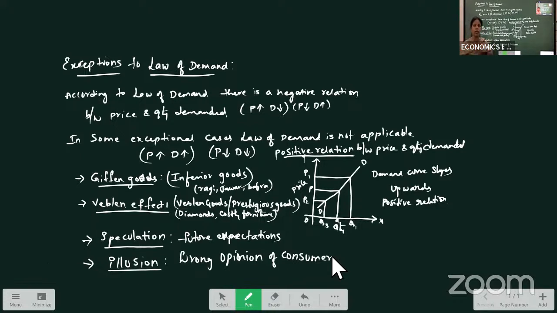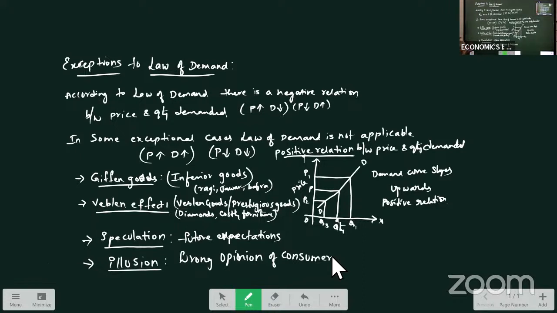Similarly, you can take a wristwatch. Normally, if the price is low, we feel that it is not of good quality. With a branded one, with a company name, we pay more because we feel the quality will be better. So it is the wrong opinion of the consumer, a false idea, that high priced goods will have better quality than low priced ones.